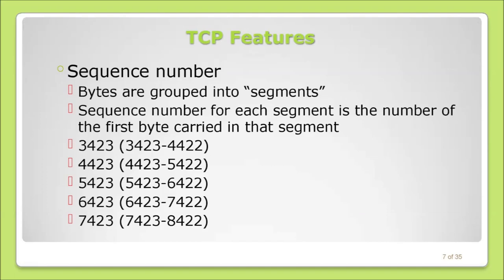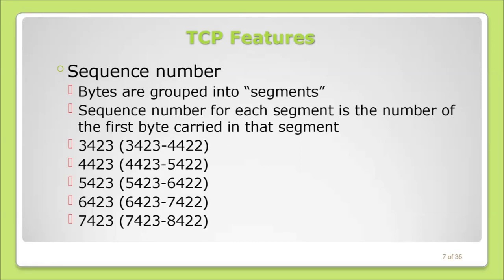So there are 1000 bytes in one segment, or segment number 1. These 1000 bytes will carry a specific sequence number which will start from 3423 and go up to 4422. And likewise, the second segment is 4423, the third segment is 5423, then 6423, 7423, and so on.